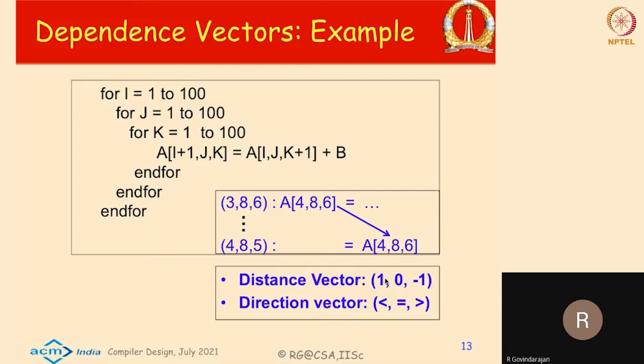So, let me put it this way. The distance vector, for it to be legal, has to be always lexicographically positive. That means that it must be greater than 0, 0, 0. That means the first non-zero component in the distance vector has to be positive. You can have 0, 0, 1, or you can have 0, 1, 0, or you can have 0, 1, minus 1, or you can have 1, minus 1, 0, whatever you want. But the first non-zero component in the distance vector has to be positive.